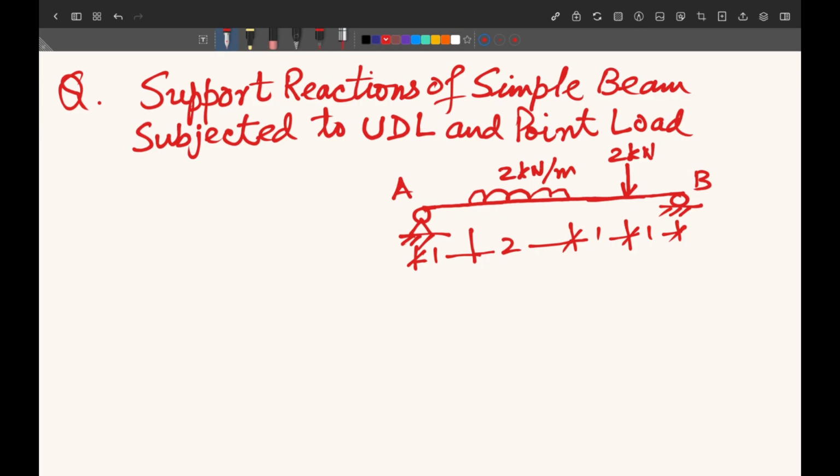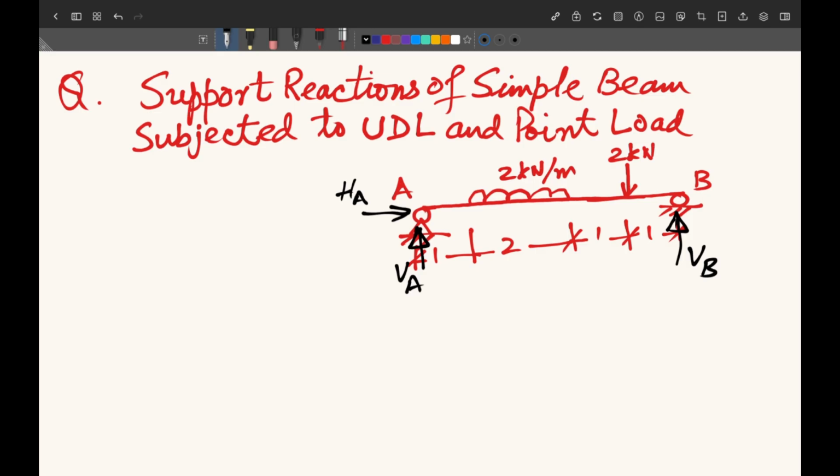First of all, we will see how many reactions are possible on this beam. As we know, a hinge support will have how many reactions? 2 reactions. So we say, 1 horizontal and 1 vertical. At B, we will have only 1 vertical, VB. So this way, we have shown the reactions acting on the supports of this beam.